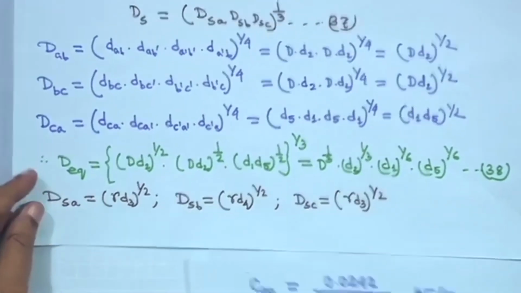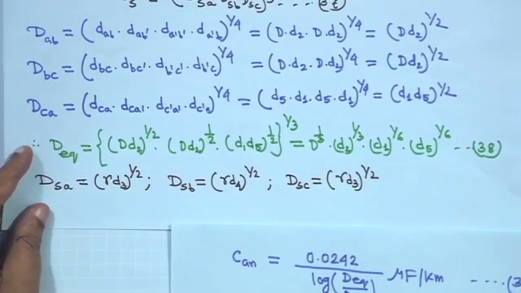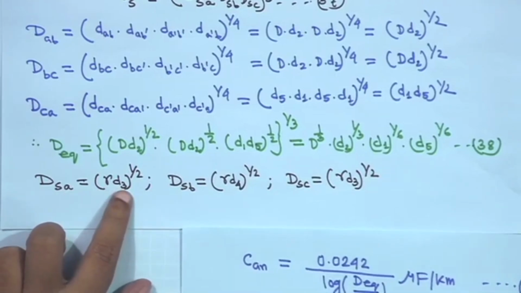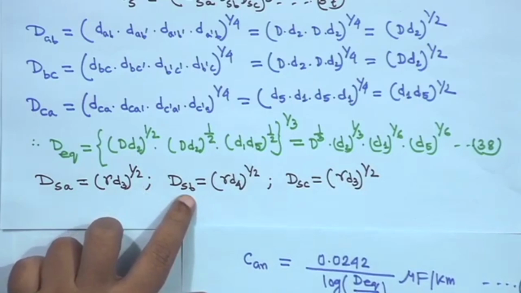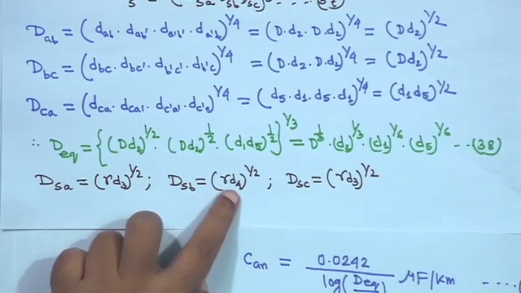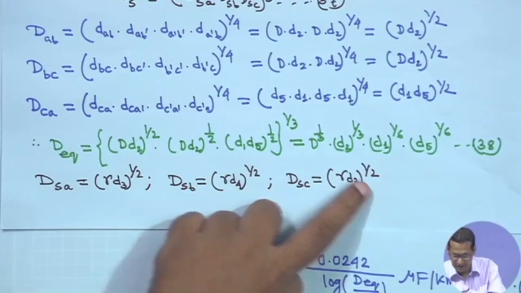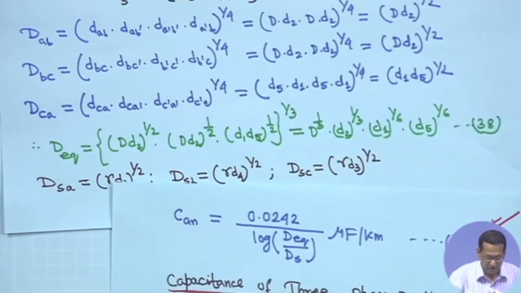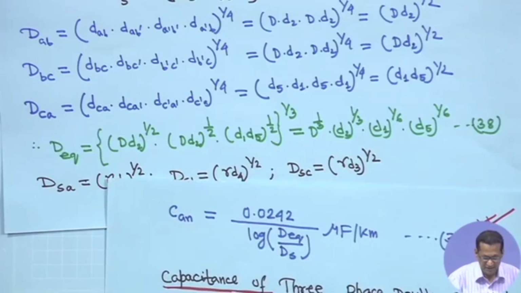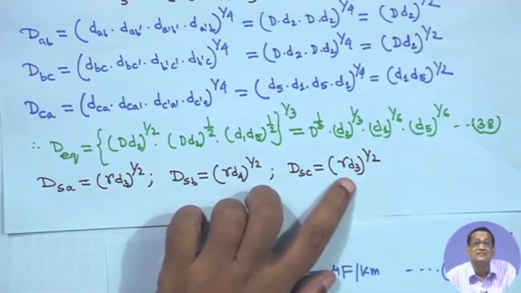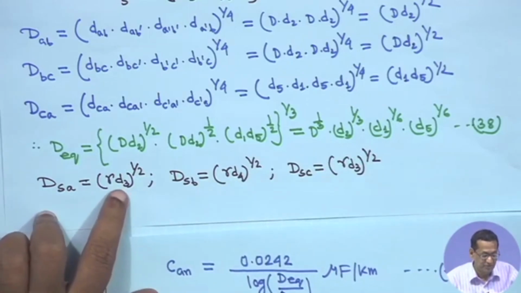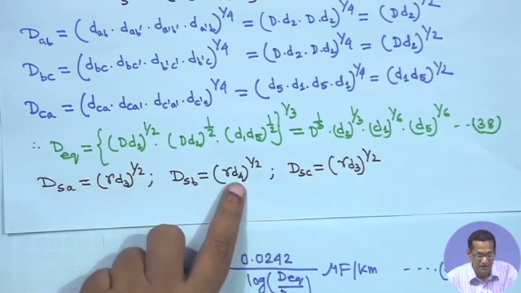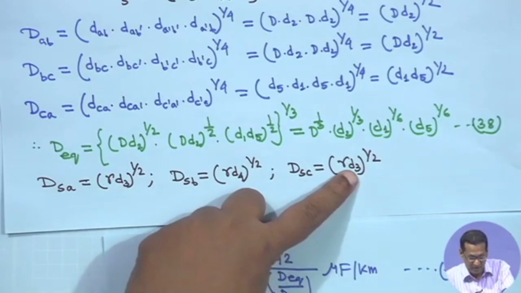Similarly, DSA, if you take it from the symmetry only, will be R into D 3 to the power half, DSB will be R D 4 to the power half, and DSC will be R D 3 to the power half, right. So from the symmetry, you can make all these calculations, right. If you take the combination, R D 3 into R D 3 will come to the power 1 by 4, ultimately it will be R D 3 to the power half.